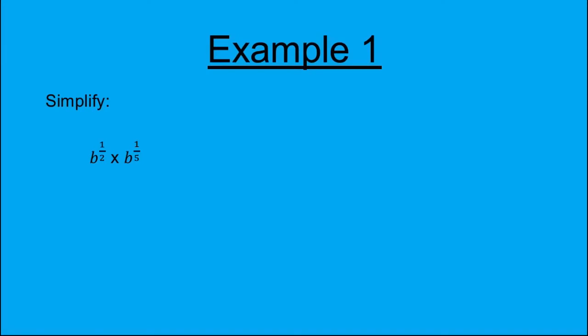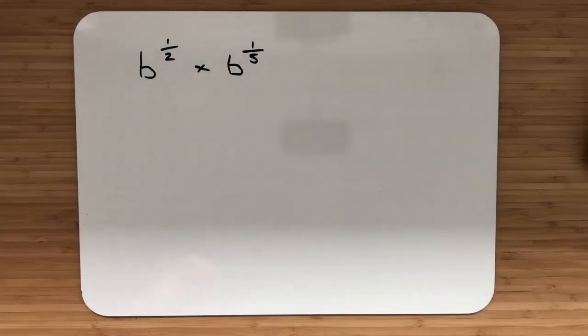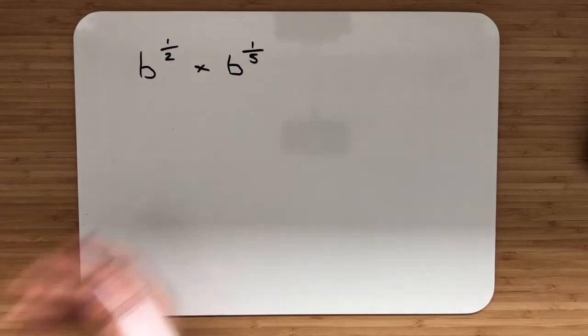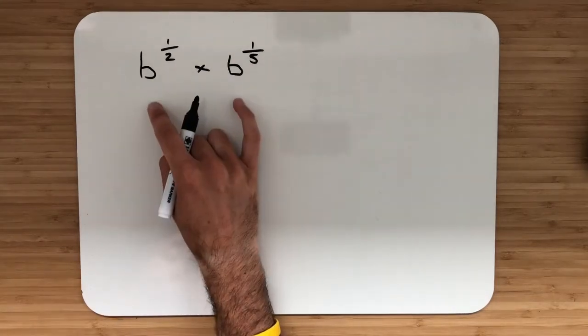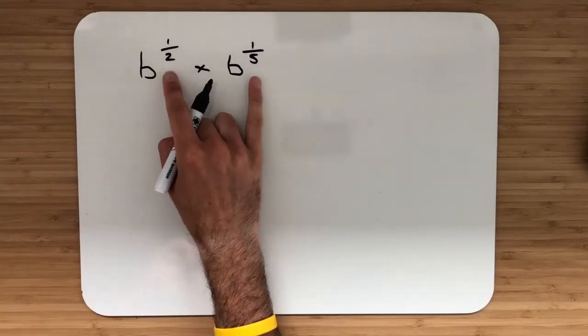Example 1. Simplify b to the power of a half multiplied by b to the power of a fifth. With fractional indices, we don't do anything different in terms of the rules, they stay the exact same. The only thing is, rather than whole numbers, we're dealing with fractions, and that's not a big deal at all. We're going to multiply. When we multiply, we need to add these powers.